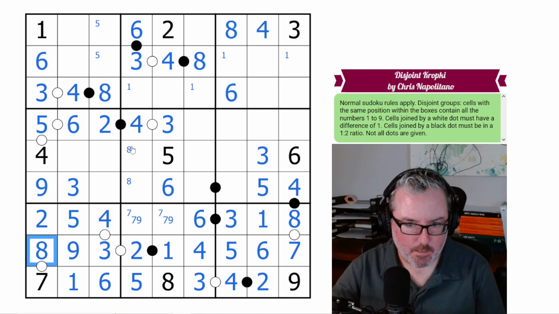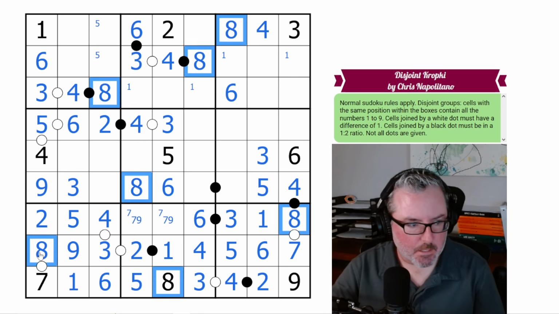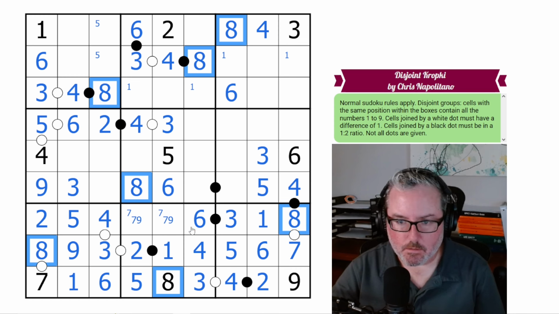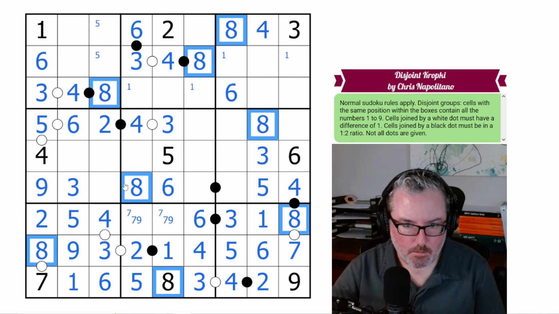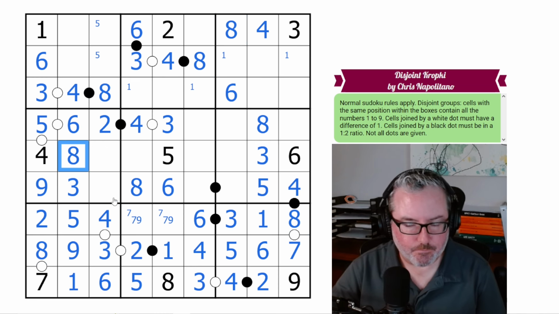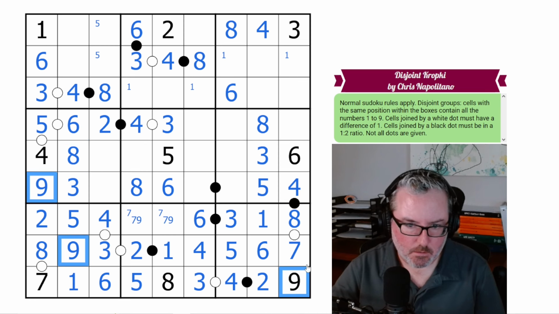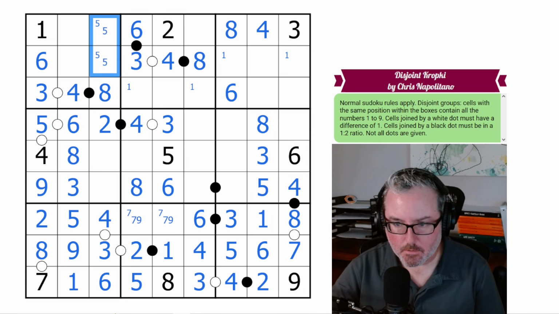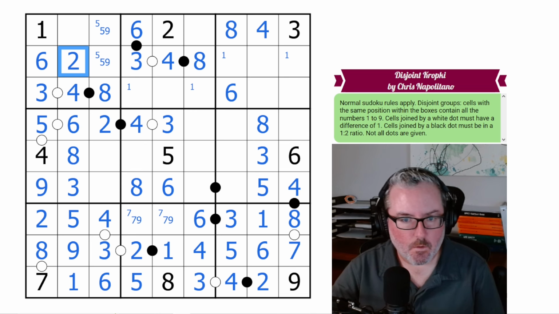We do have an eight here, so let's use the clue, because that is the point of this solve. This has to be an eight, and therefore this has to be an eight. Let's look at the nine real quick, just while it's in focus here, so we can put a 5-9 up here. And then we can put a 2 right here, and this will end up being a 7.